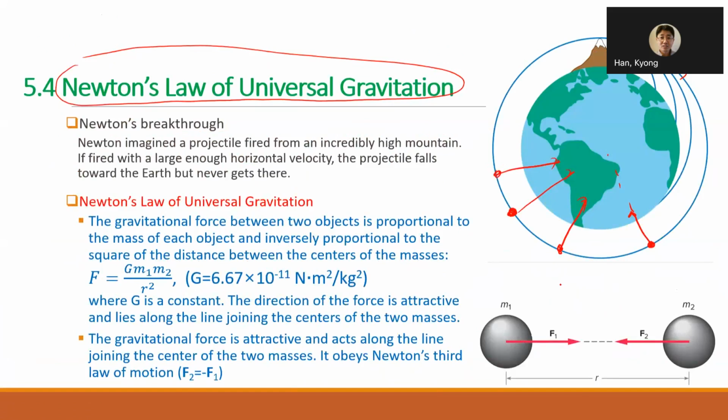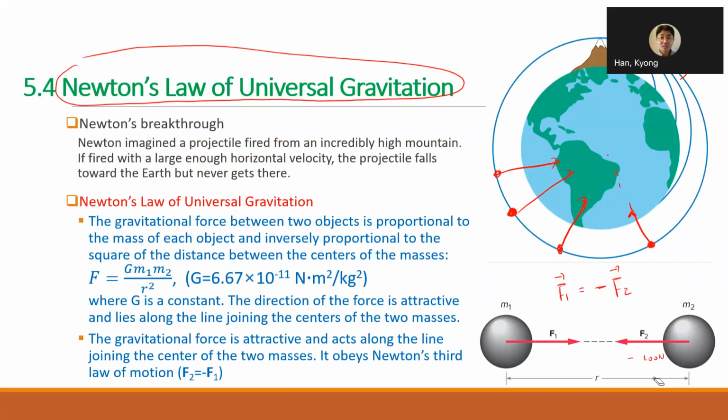Like here, the F1 vector and F2 vector have the same magnitude, because this is a kind of action-reaction force. Because M1 attracts M2, M2 also attracts M1. This force is the same in magnitude but opposite in direction. This force may be 100 newtons, and this also 100 newtons, but this one will be negative.